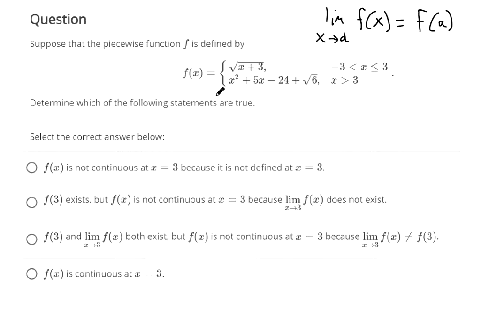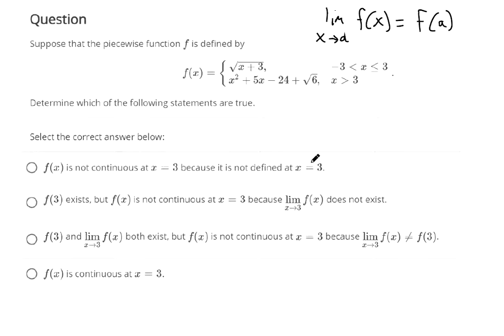So we've got a piecewise function. Let's go through the options. We're supposed to determine which of the following are true. They say f of x is not continuous at x equals 3, and that's a big question point because it switches behavior at x equals 3. Because it's not defined at x equals 3.